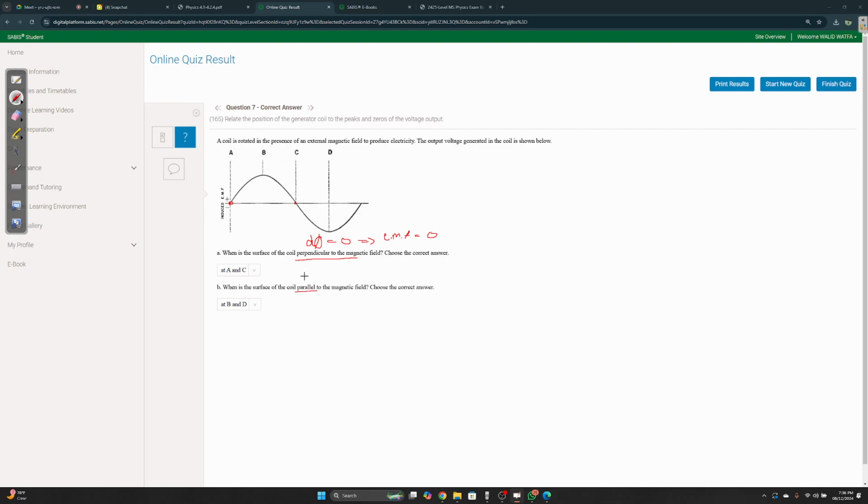When is it parallel? When it's parallel, the flux is equal to max, and that means the induced EMF is max. Please don't put B only. Like I told you, here it's the same value, just in a different direction. So parallel gives you maximum values. We don't care about the direction, we just care about the value. When is it maximum? At B and D.